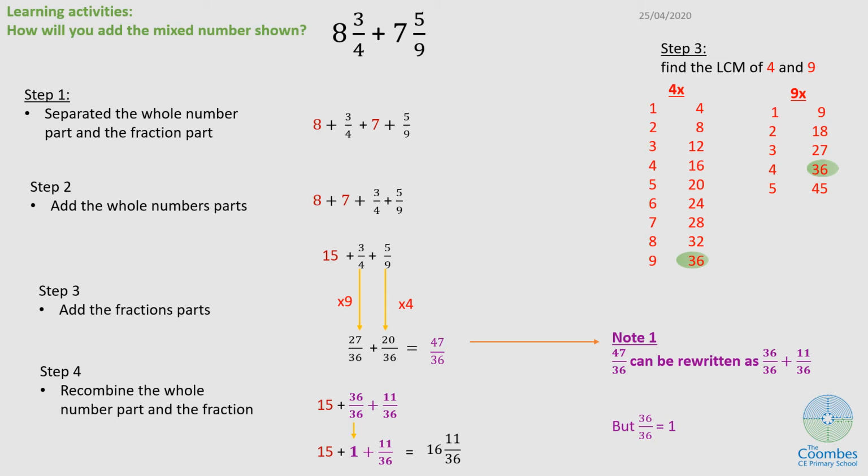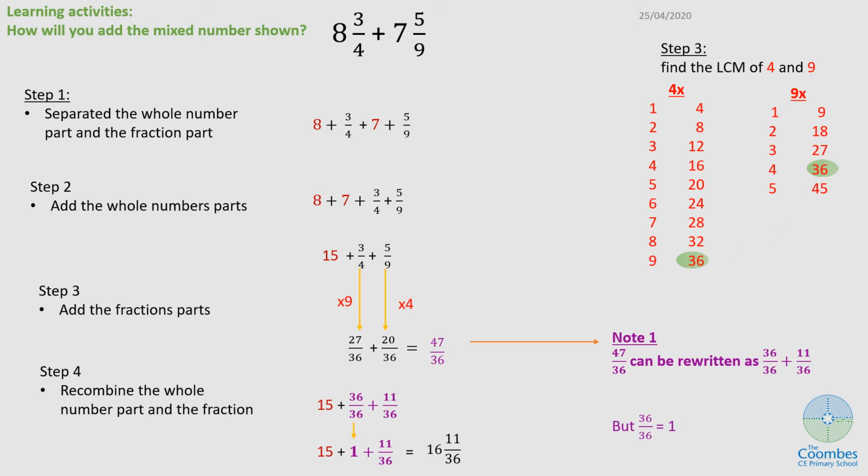If we come to the 9 times table, 9 times 1 is 9, 9 times 2 is 18, 9 times 3 is 27, 9 times 4 is 36, and 9 times 5 is 45. Now, I can see there's a 36 here and there's a 36 here. So that is what we call the lowest common multiple.